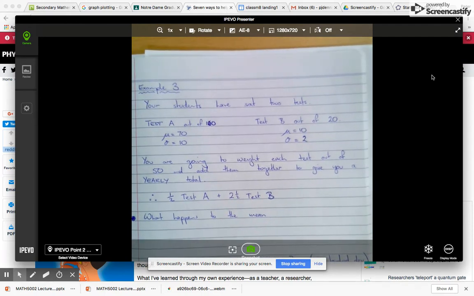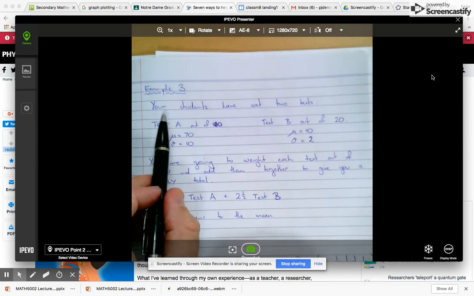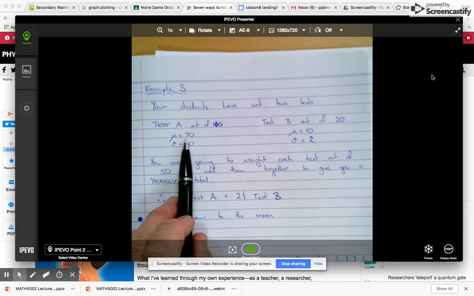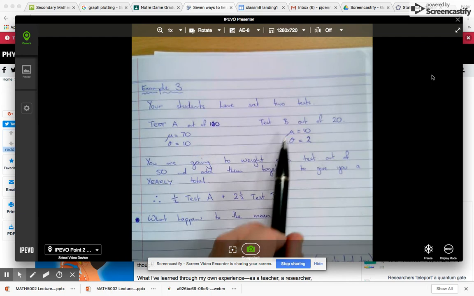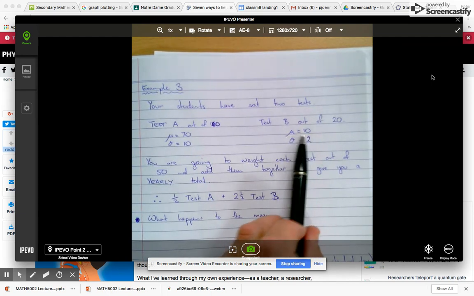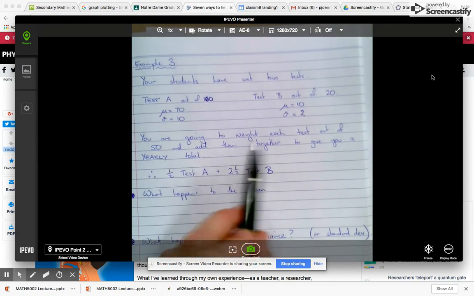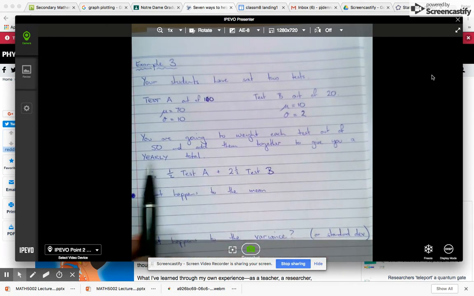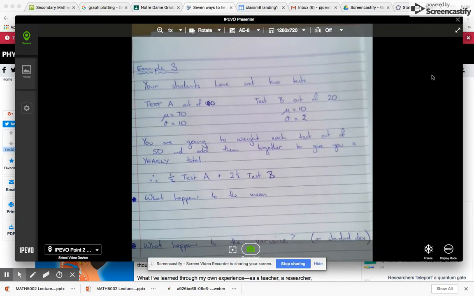The last one was a little bit trickier. Example 3: your students have sat 2 tests. Test A was out of 100 with a mean of 70 and a standard deviation of 10. Test B was out of 20, with a mean of 10 and a standard deviation of 2. You're going to weight each test equally, make each test out of 50, then add them together to give a yearly total. This is something that we may have done in the past in lots of different situations.